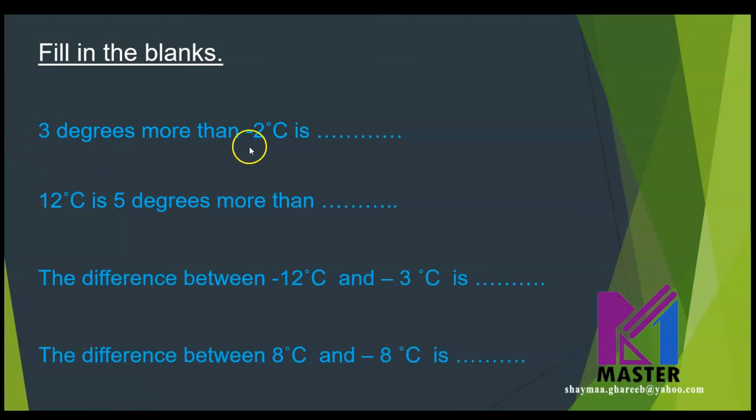3 degrees more than negative 2. More than means count forward. So it will be 1. Let's count together. After negative 2, we have negative 1, 0, then 1.